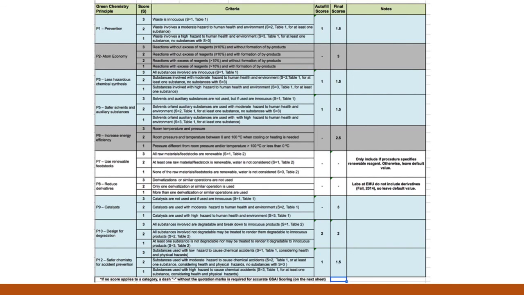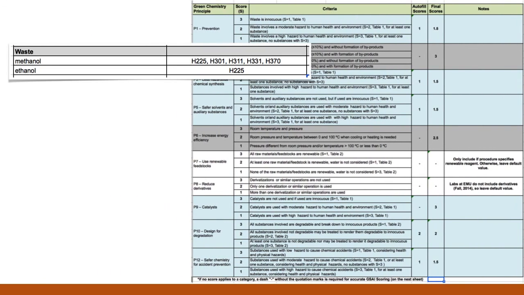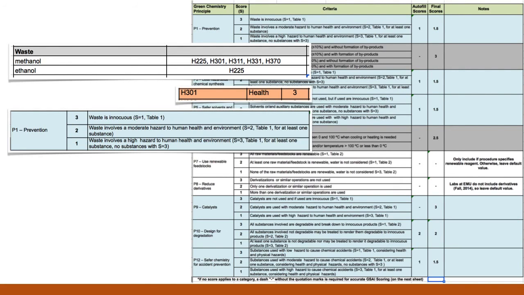prevention. So just a quick review, if we look at a chemical, let's say methanol, and the hazard code associated with it, H301, that gives us a health score of 3. Then for P1, principle 1, under score 1, waste involves a high hazard to human health, score of 3. That means that we give P1 a score of 1, which then is entered into the Excel sheet.